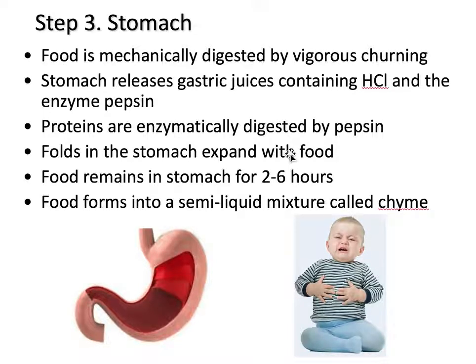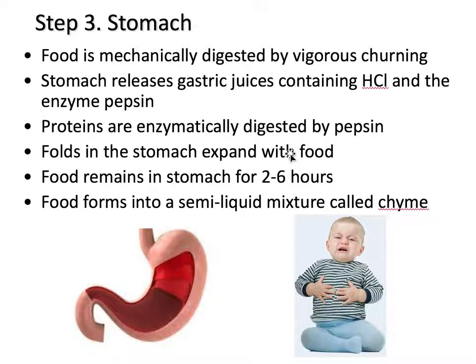Next, the food is going to move into the stomach. Food is mechanically digested by vigorous churning, and the stomach releases gastric juices containing hydrochloric acid, or HCl, which is a strong acid, and the enzyme pepsin. It's in the stomach where the proteins begin to be enzymatically digested, and they're digested by that pepsin enzyme. The folds in the stomach can actually expand with food, so your belly can be distended to make room for the food. Your stomach can actually get to be about twice its size when it's filled with food.